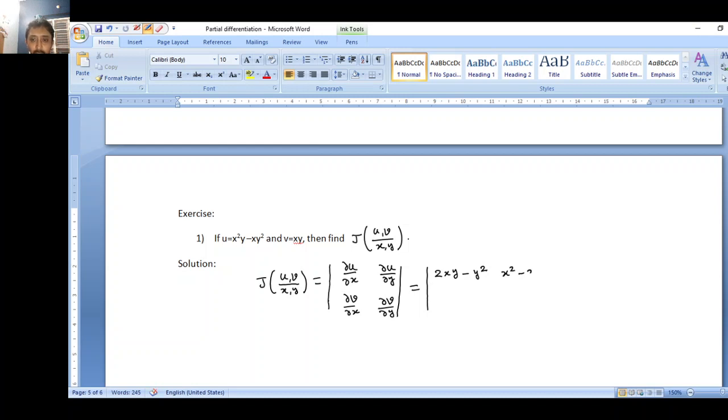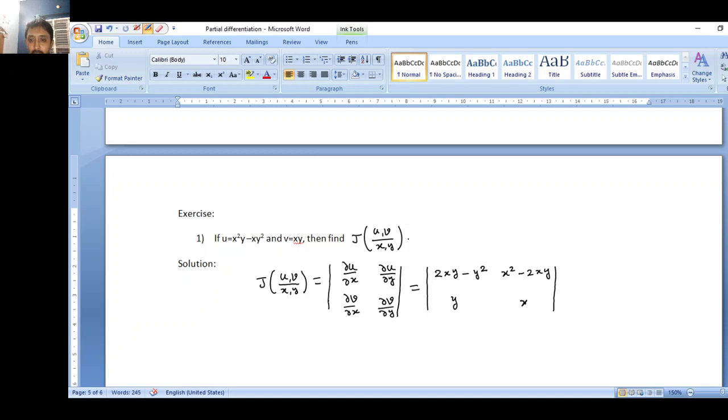So that completes the first row. Similarly, now when we go for the second row, what do we get? Dou v by dou x is obviously just y, correct? And dou v by dou y is going to be x as such, correct? Now this is the expression for the Jacobian, but of course we should not be stopping here. We'll have to expand this further.